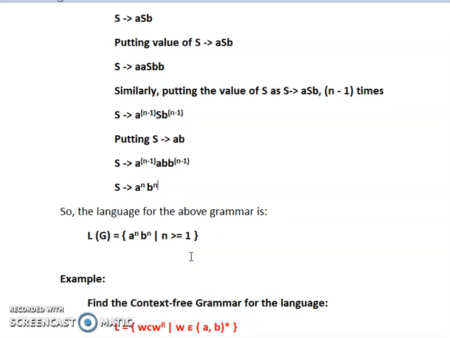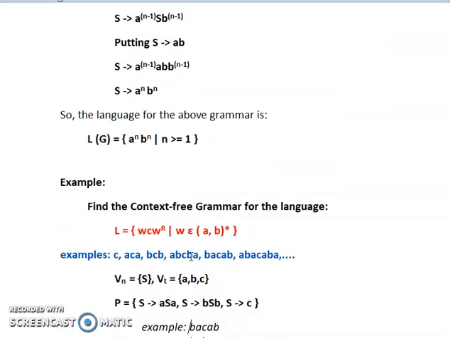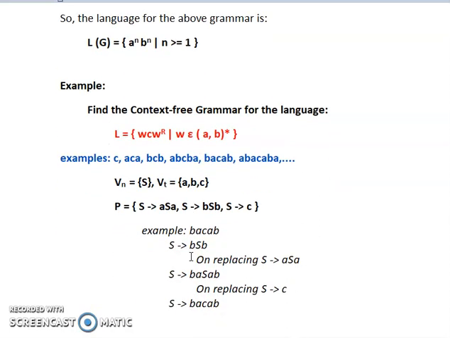So in this example, we have seen how we can generate a language for a particular context-free grammar. Now in the second example, we are going to see how we can generate a context-free grammar for a language given to us. So in this, the language given to us is WCW^R, where W belongs to the set {A, B}*.